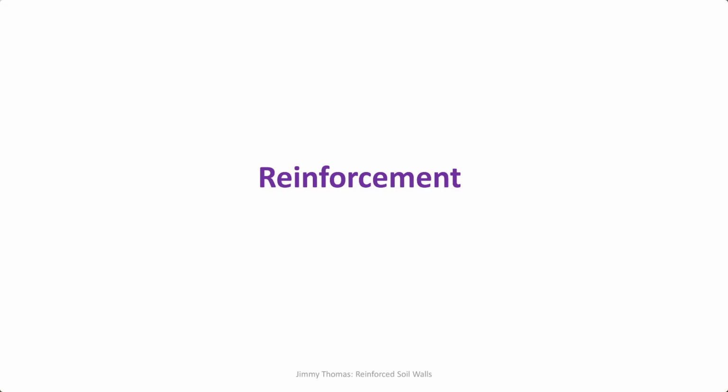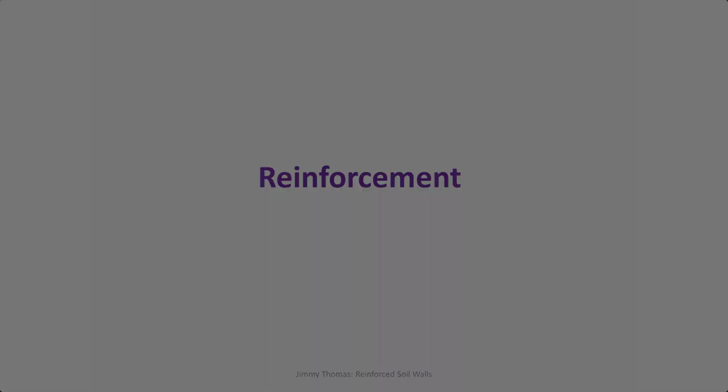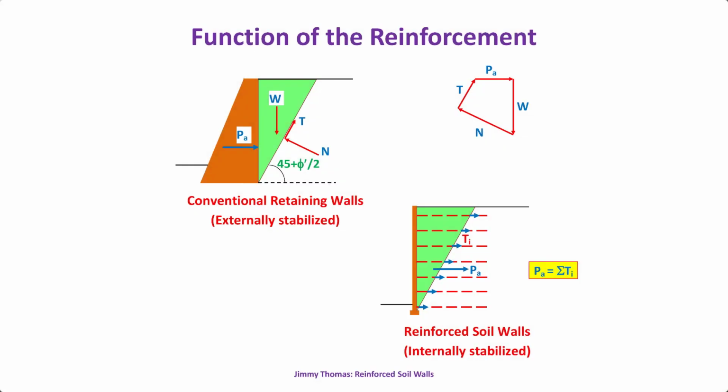Now we look at the components one by one. First is the reinforcement. What is the function of the reinforcement? As we discussed earlier, the function is to supply that missing force, which will keep this wedge in equilibrium. So the sum of the reinforcement tensions should be equal to the active earth pressure. That's the basic principle.